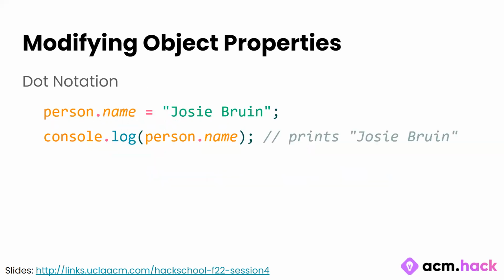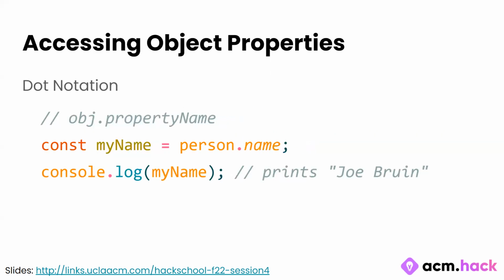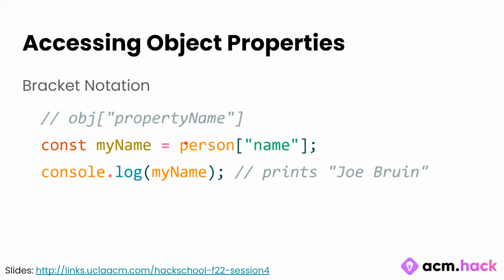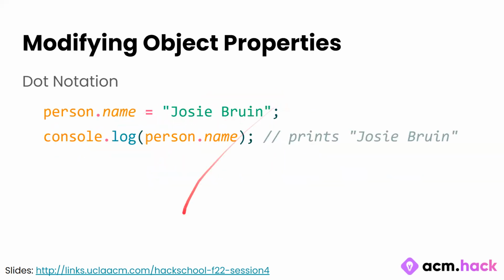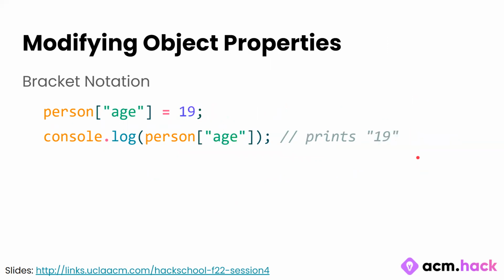Okay, so we can also modify an object's property. If I change my declared person name to Josie Bruin instead, then we've changed their name. So now person.name, if I console.log, if you haven't heard of console.log, it basically just means print. It's like a print statement if you've done other languages. It outputs whatever that variable value is. And now we've changed the name property to Josie Bruin. Same for the bracket notation.